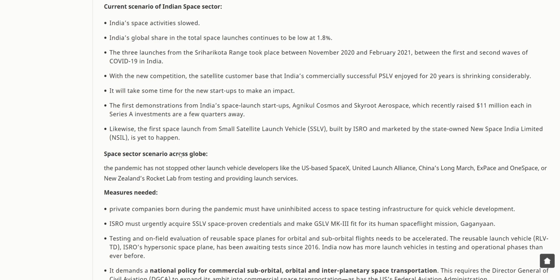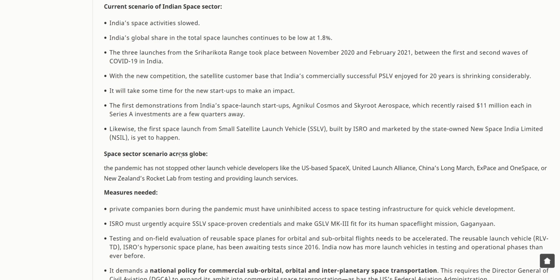Space sector scenario across the globe. The pandemic has not stopped other launch vehicle developers like the US-based SpaceX, United Launch Alliance, China's Long March, iSpace and OneSpace, or New Zealand's Rocket Lab from testing and providing launch services.